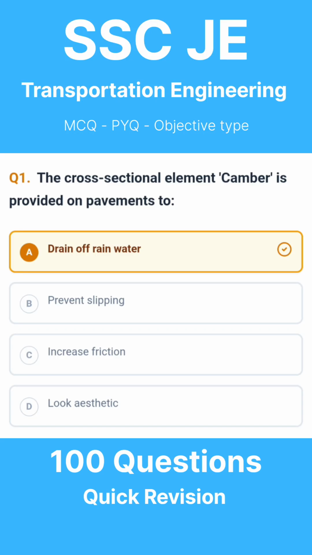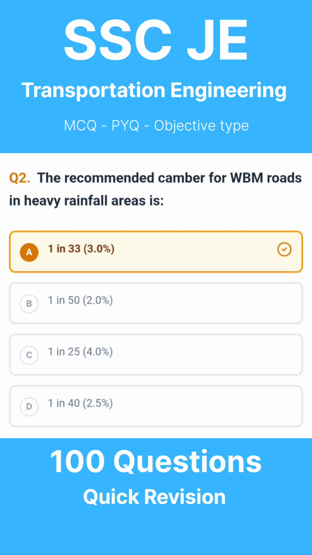Question 1. The cross-sectional element, camber, is provided on pavements too. The correct answer is drain off rainwater. Question 2. The recommended camber for water-bound macadam roads in heavy rainfall areas is. The correct answer is 1 in 33, 3.0%.